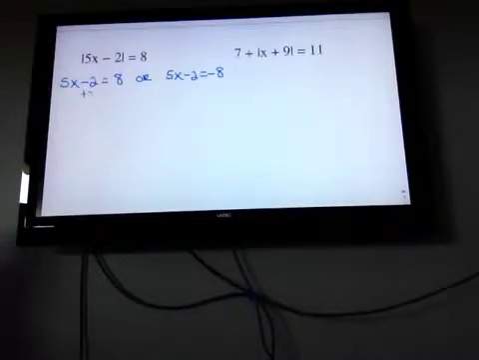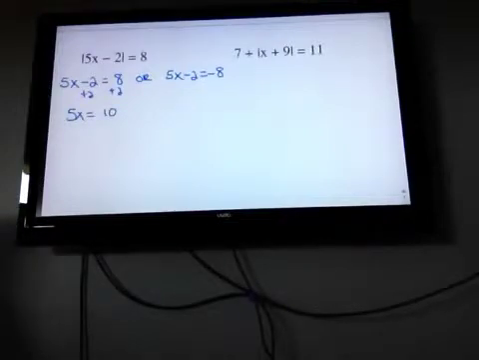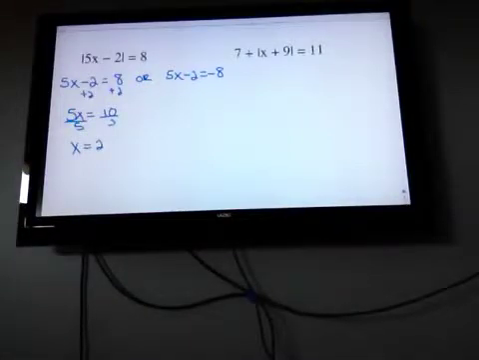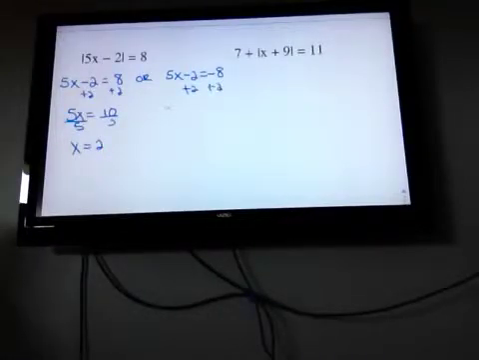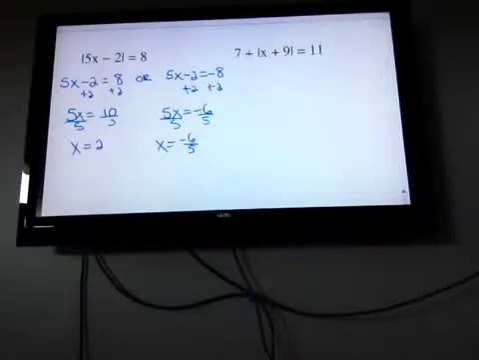So add 2. 5x equals 10. Divide by 5. x equals 2. And on the other one, add 2. 5x equals negative 6. And divide by 5. x is negative 6/5, negative 1.2, or a minus fraction. So they're never going to come out opposites when there's more than just x in the absolute value.